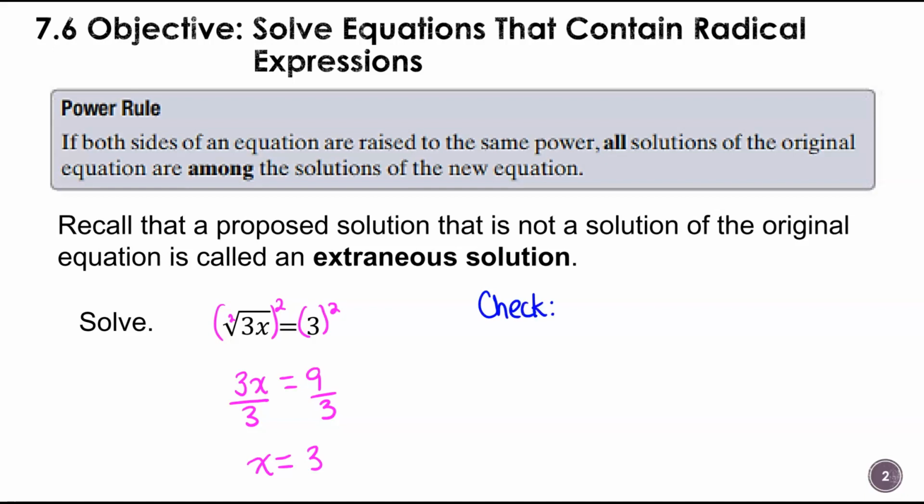All right, so in the original equation, we take 3 times 3. We replace the x with 3. The square root of 9 equals 3, so you can see, yes, it does check.